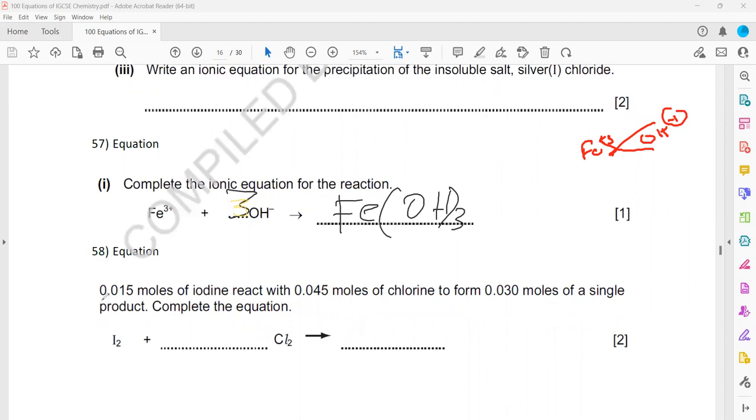Then 0.015 moles are reacting with... We will take a ratio between 0.015 and 0.045 to get it in whole numbers. They mentioned it's producing only one product. One product means they're producing ICl, because they mention moles forming a single product. So one iodine and one chlorine joined together. When you take a mole ratio, this is 0.015, this is 0.045, and this is 0.03.